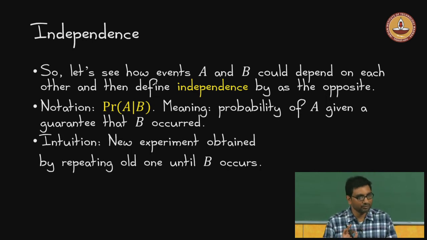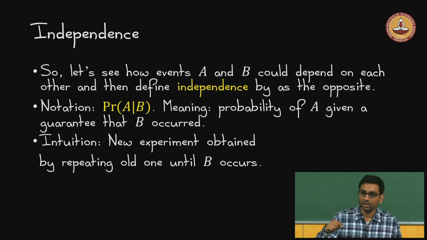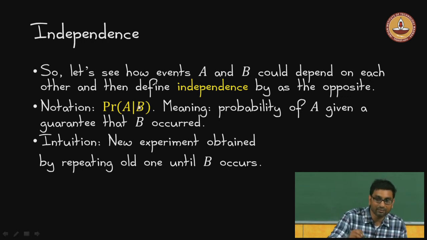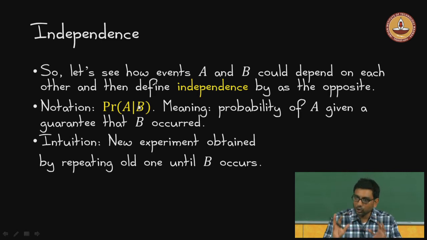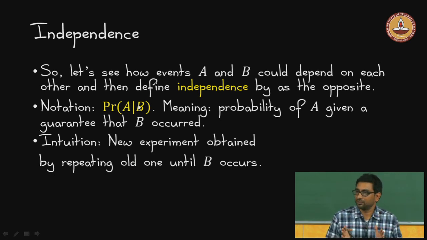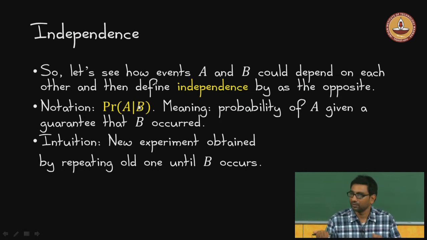Another way to think of this is the following: you are running an experiment, and A and B are two events. Remember, when it is an event, you are talking about two subsets of the sample space. When you say A given B, what you are doing is defining a new experiment. In this new experiment, you take the old experiment and repeat it over and over again until B occurs. When the event B occurs, whatever outcome you have is the outcome of this new experiment. Does that make sense?